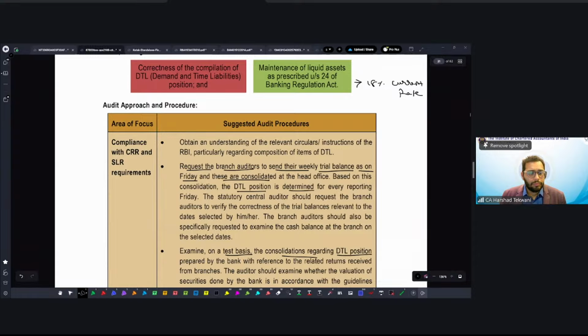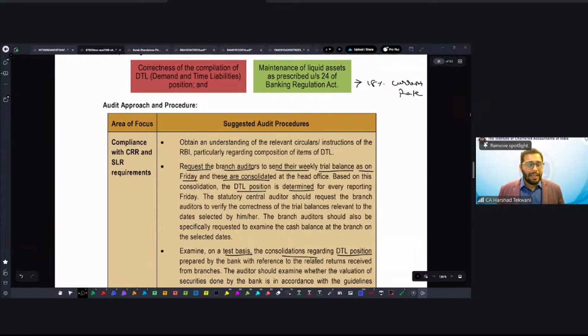Any doubt? No? Okay. Now we have seen two important parts: advances and the prudential regulation with those advances. And the second thing we saw was with respect to your SLR and CRR part. If you are required to report on these things, then what procedures you as an auditor will perform and how you will perform them.